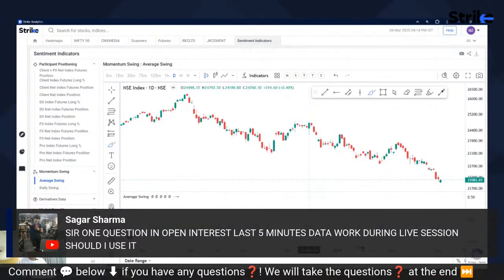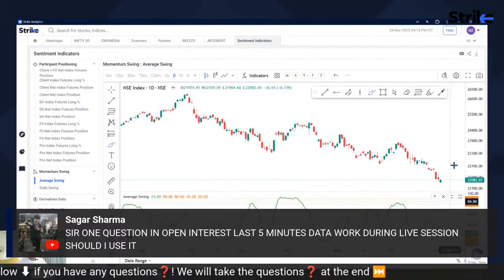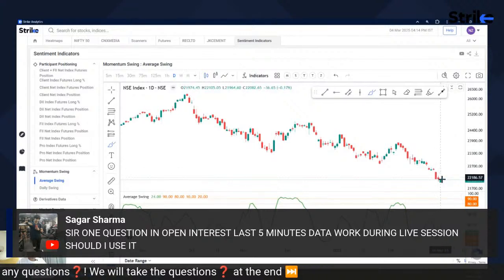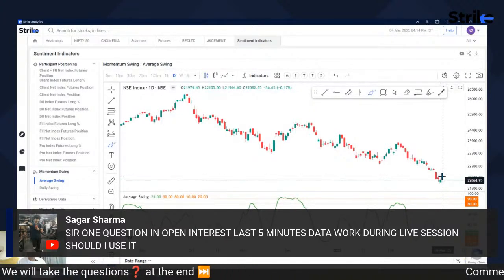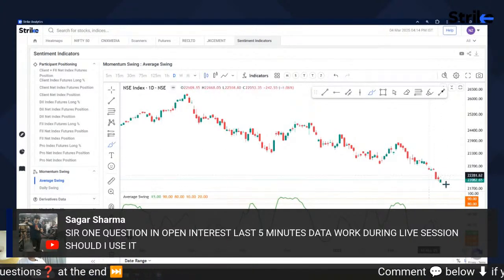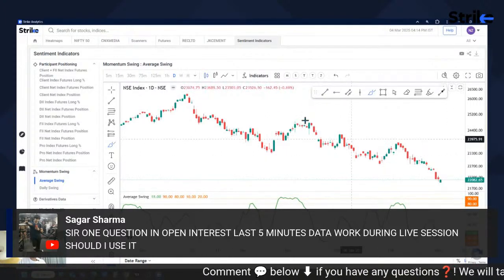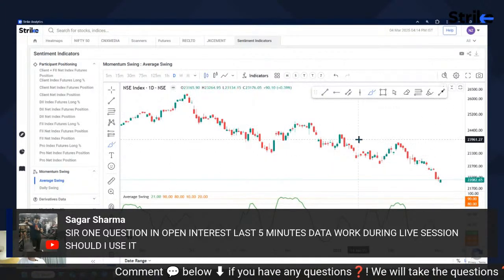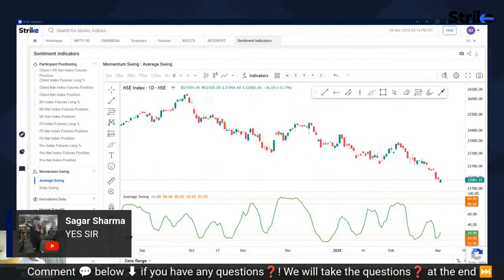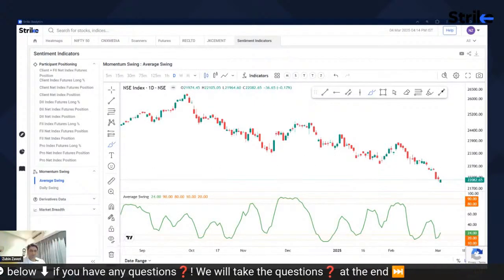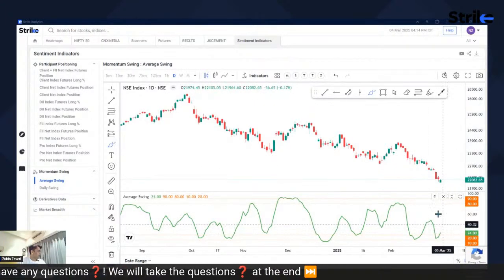Yeah, similarly, average swing is also slightly bouncing back, which indicates that okay, there could be some bounce back, but that big bounce back is not happening much. All right, so that clearly shows that okay, we are in a downtrend. Yeah, so that's average swing over here.